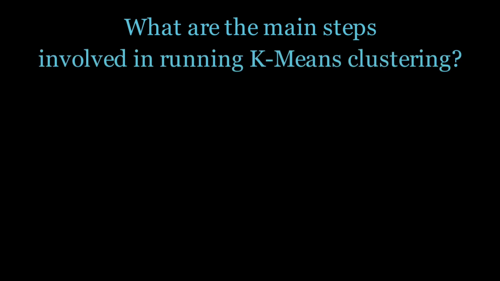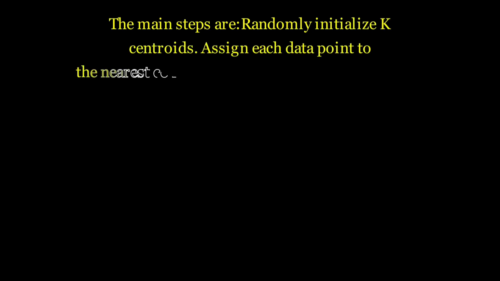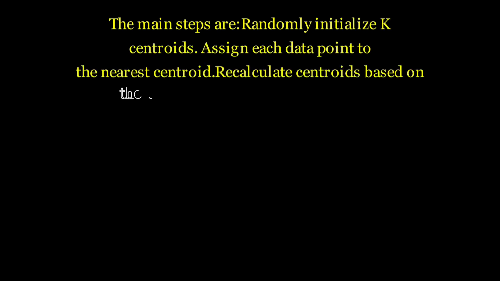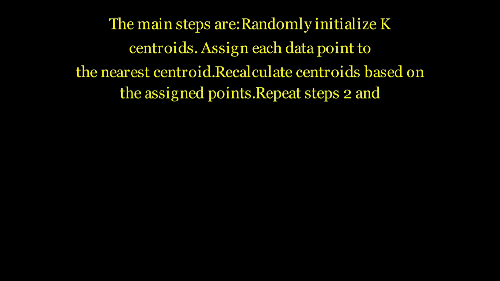What are the main steps involved in running K-means clustering? The main steps are: randomly initialize K centroids, assign each data point to the nearest centroid, and recalculate centroids based on the assigned points. Repeat steps 2 and 3 until centroids no longer change.